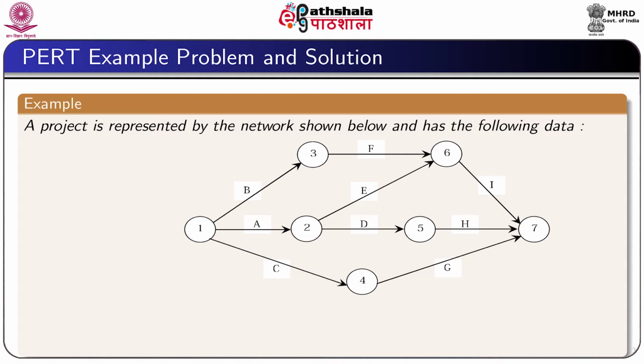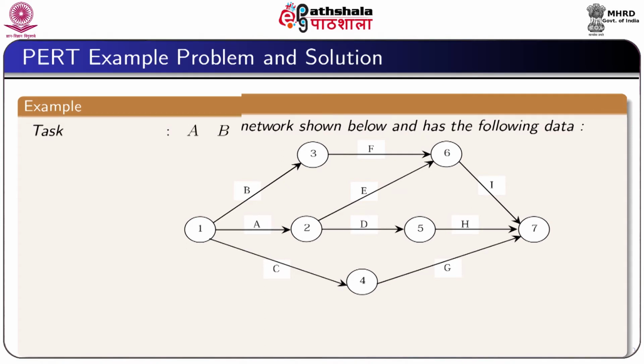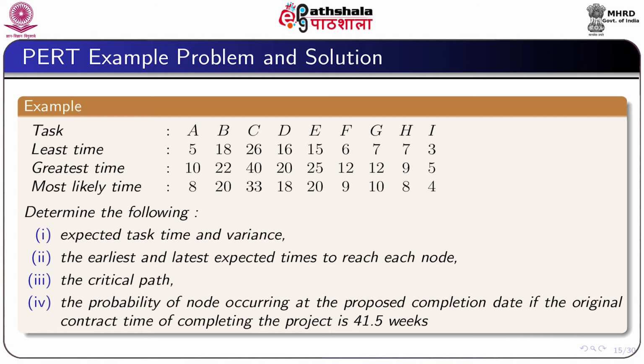A project is represented by the network shown below and has the following data. We have the activities or tasks A, B, C, D, E, F, G, H and I, and least times are 5, 18, 26, 16, 15, 6, 7, 7 and 3. Similarly, we have the greatest time given and most likely times are also given.